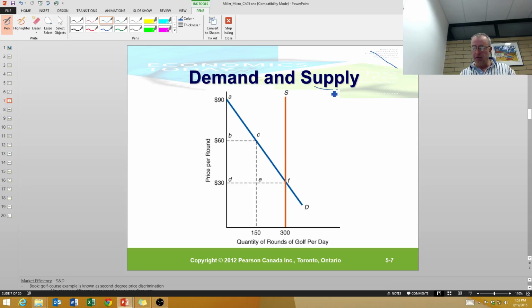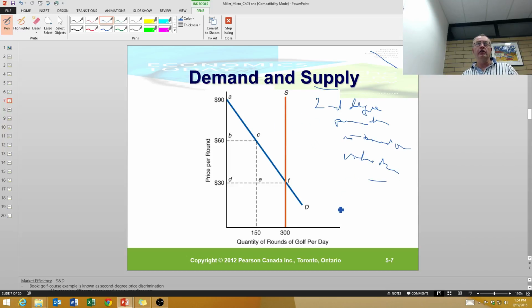In the book's example, they also illustrate price discrimination, but theirs is not perfect price discrimination. Theirs is known as second degree price discrimination, and it's based on volume discounts. So the example in the book is a golf course.